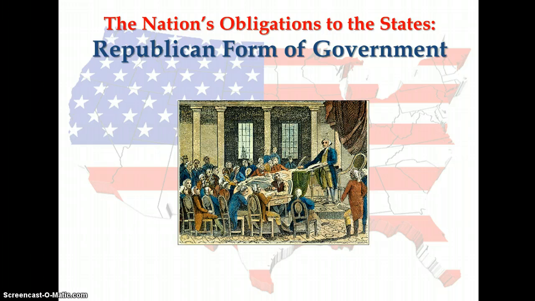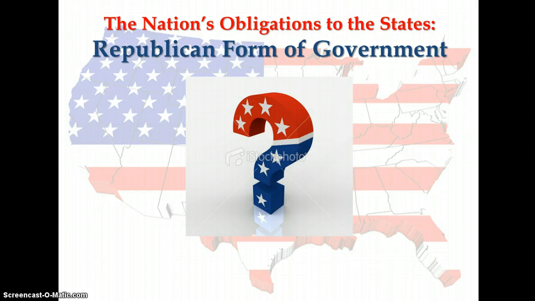The nation's obligations to the states. The Constitution places several obligations on the national government for the benefit of the states. Most of these are found in Article 4. The Constitution requires the national government to guarantee to every state in this union a republican form of government. The Constitution does not define republican form of government, and the Supreme Court has regularly refused to do so. The term is generally understood to mean a representative government.